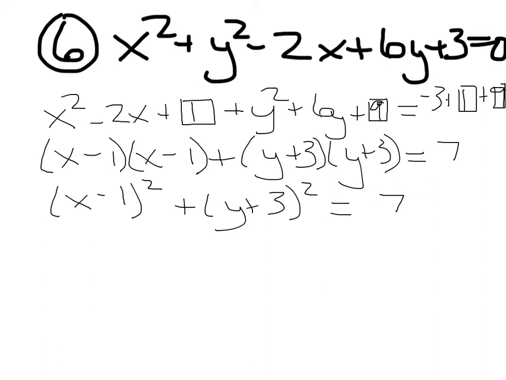Not negative square root of 7 because, of course, a radius is the distance from the center to the edge of a circle. Distances are always positive, so we would say the radius would be positive square root of 7.